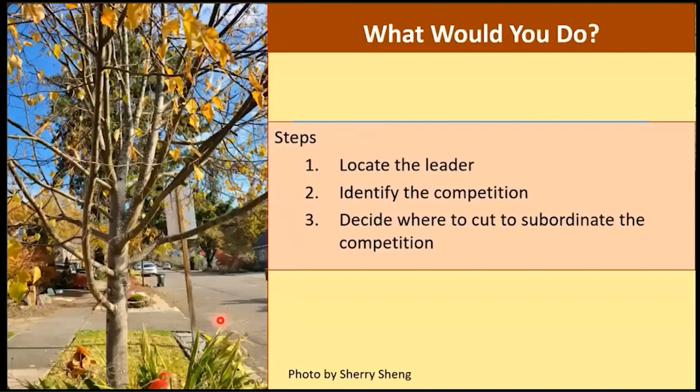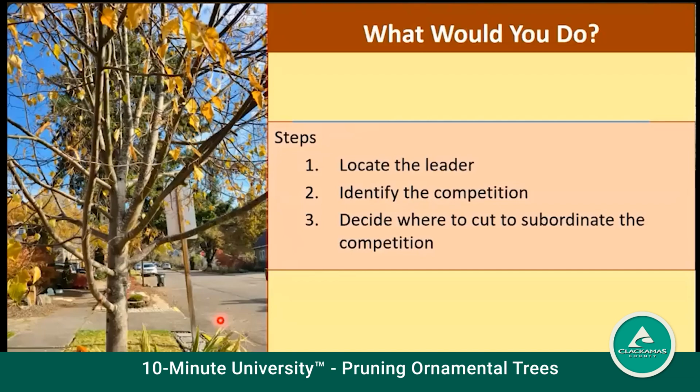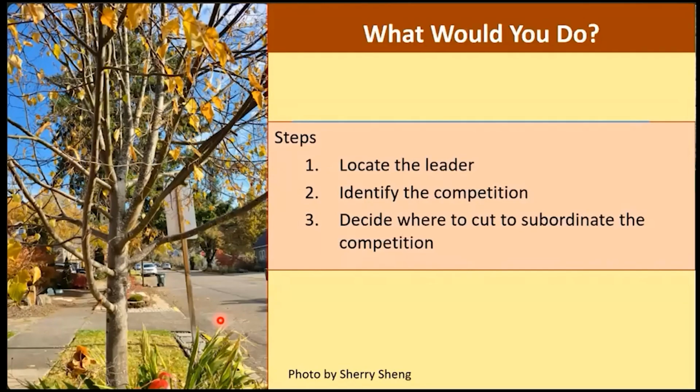All right, so here's an example of a tree. Take a closer look and tell me what you would do. Now remember, the steps are locate the central leader, identify the competition, and then decide where to cut in order to subordinate the competition. Okay, so I would call this the leader. And I see right in front of me, facing me, is a competition. And this branch is competition because when you see how it grows up, it clearly is in a condition of being parallel to the leader. So it needs a cut to be subordinated. So the question is, where would we make the cut?